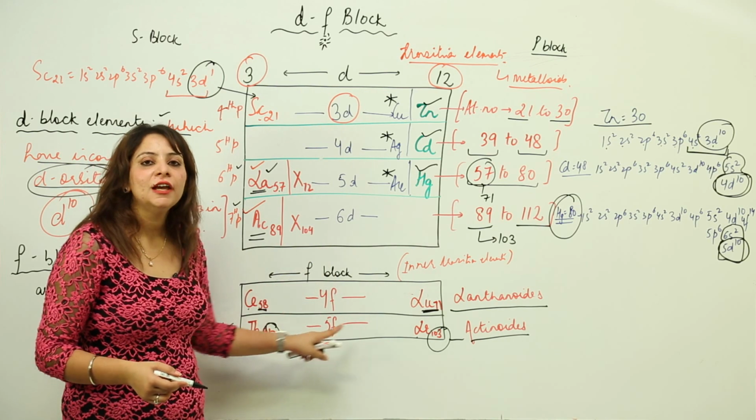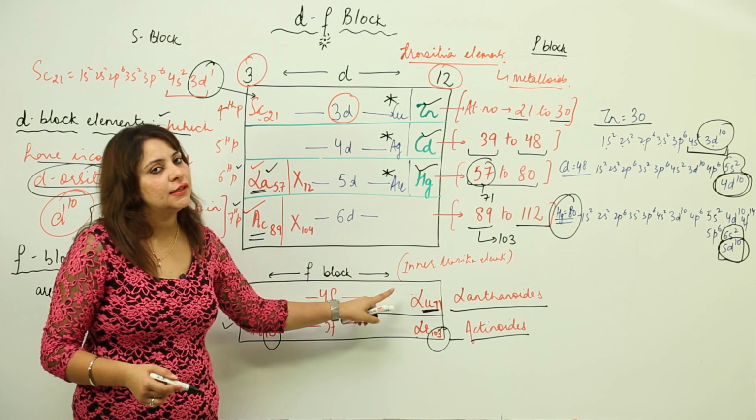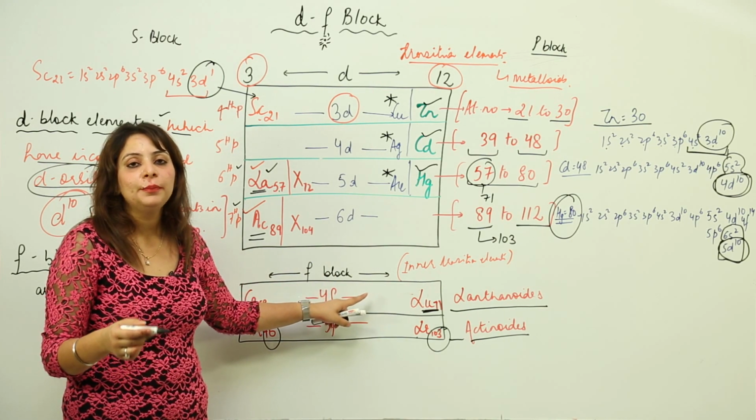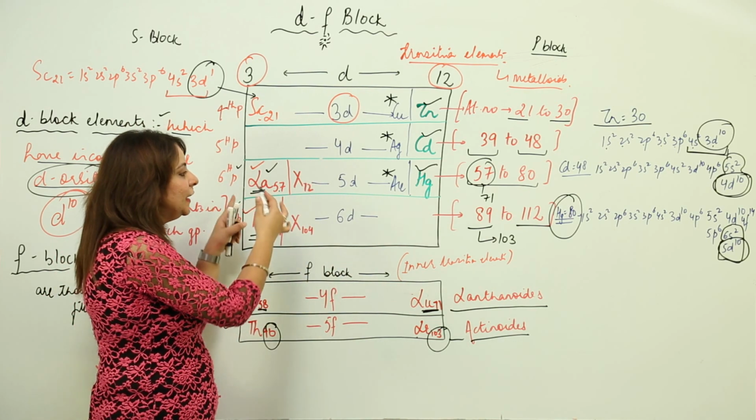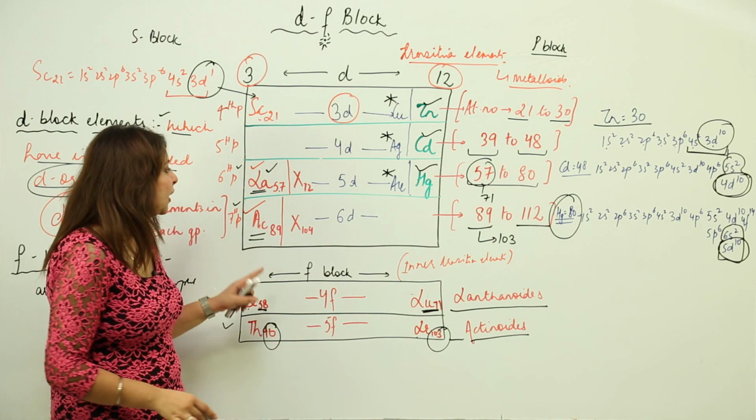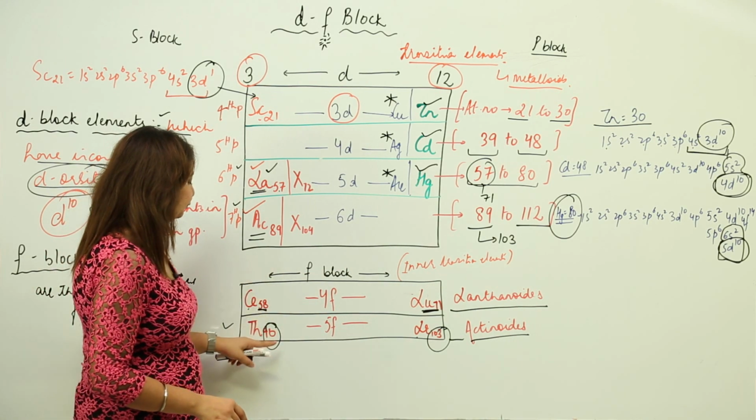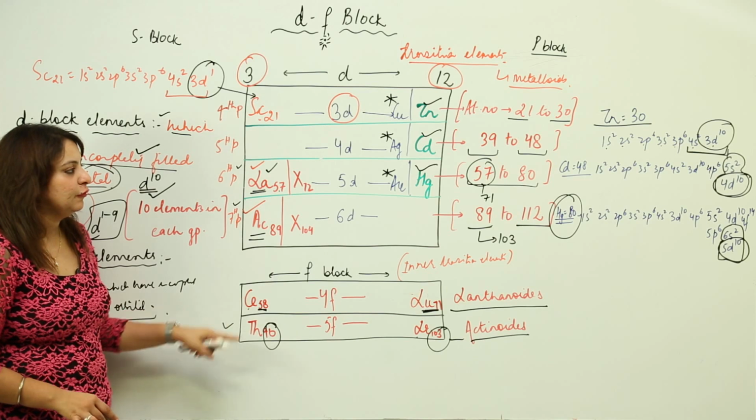So these are the F block elements, that is the inner transition elements, as I told you, because they are present inner to the transition elements, right? Their place is actually here, but they are squeezed up and kept separately. So this is the D and F block.